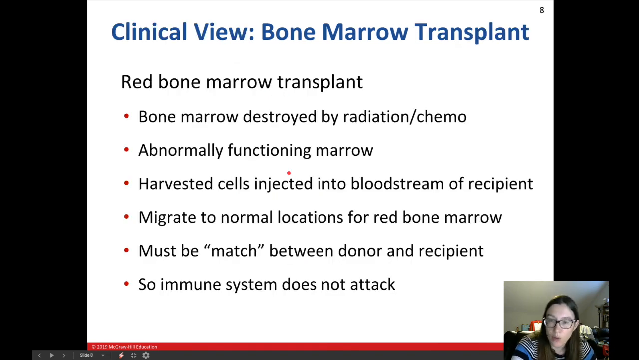So we're taking some bone marrow from a donor, and it has to be matched appropriately, right? So we have to make sure that they would match. And then those cells are going to be injected into the bloodstream of the recipient. And they're going to migrate to the normal locations for bone marrow and then hopefully start colonizing that area, and then we're going to make new bone marrow. And this bone marrow is then hopefully going to be healthy bone marrow.